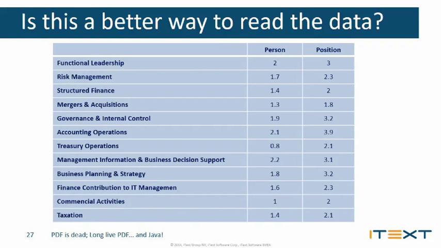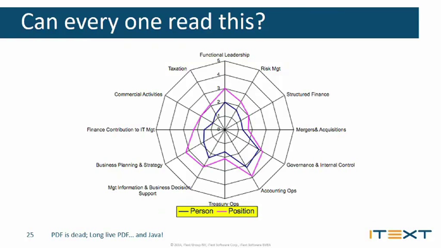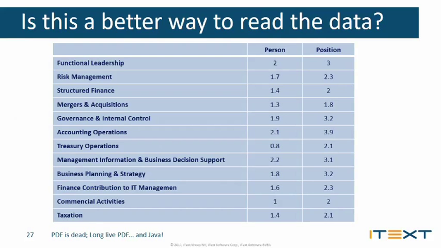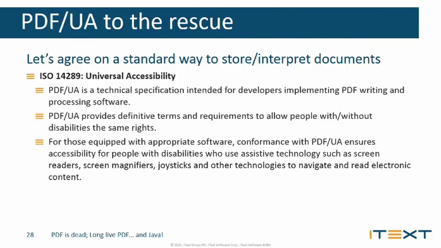So if somebody is presented with a chart like this, wouldn't it be nice if we could also add information like this on top of the chart so that a machine can really know what this chart is about? Well, that would be nice, and that's when PDF UA comes to the rescue. So let's agree on a standard way to store and interpret documents.